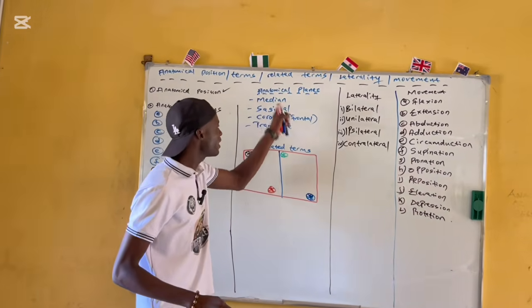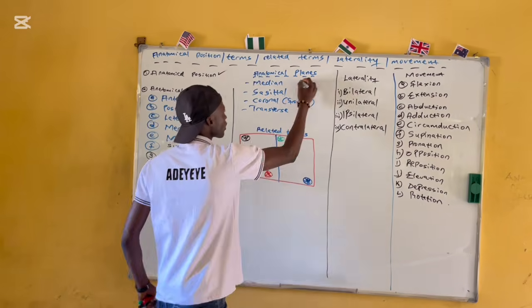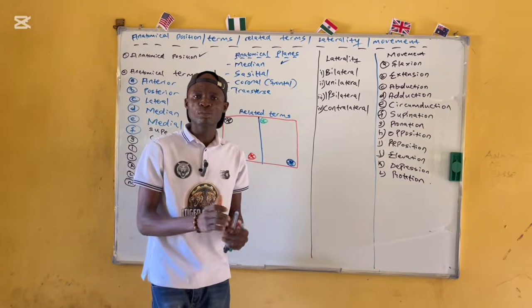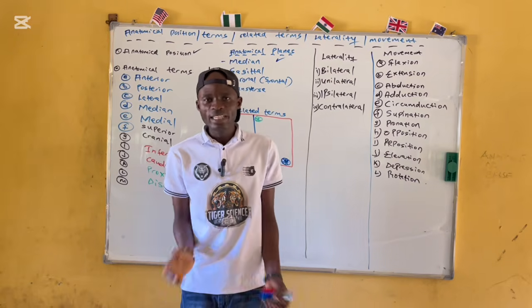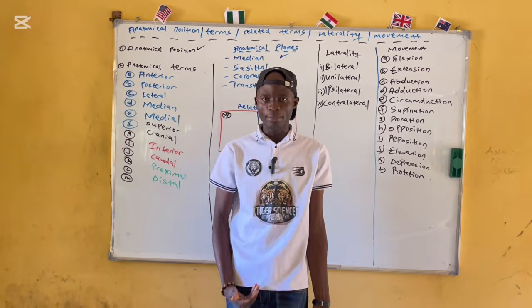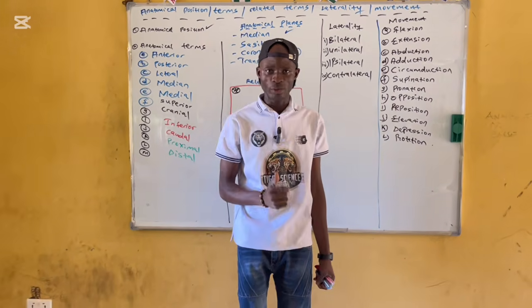Number one, you say median plane. Median plane simply means a plane that divides something into two equal halves. You see that? That's what they call the median plane. When you say median plane, it will go like this in my body. You see that? That's what they call median. I'm going to illustrate that for you in a moment.